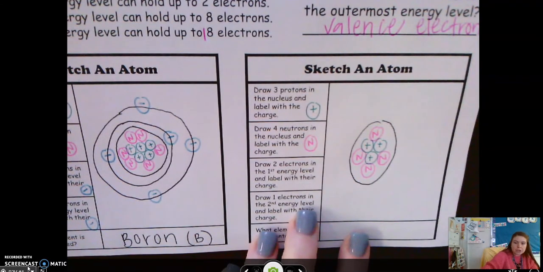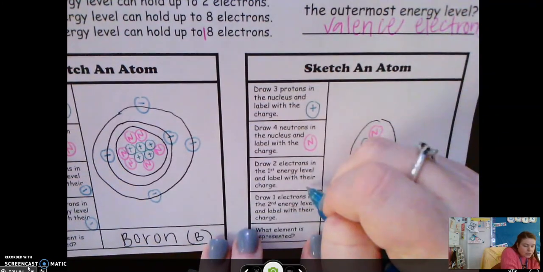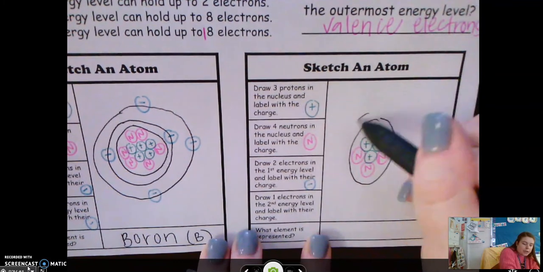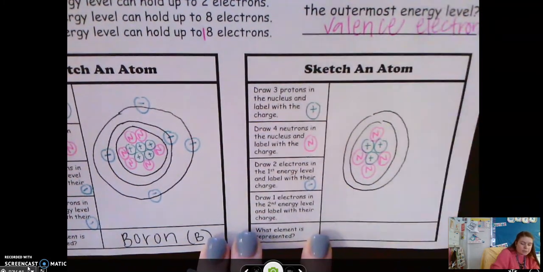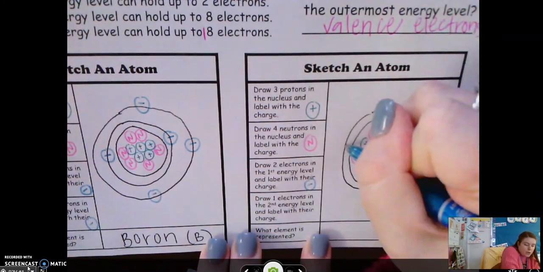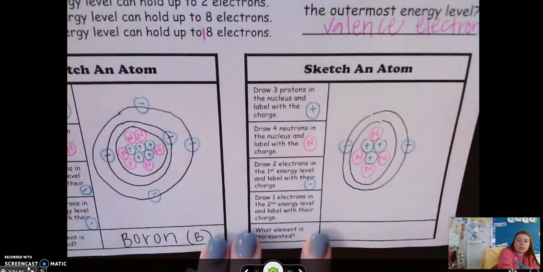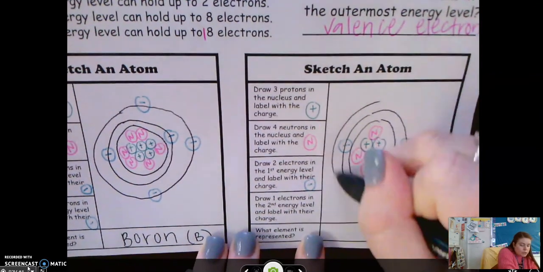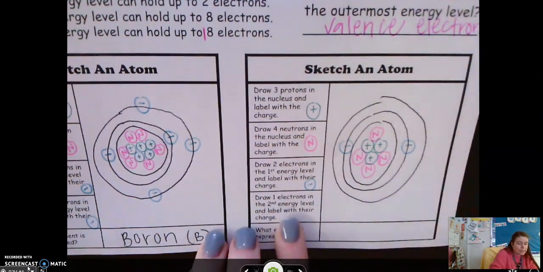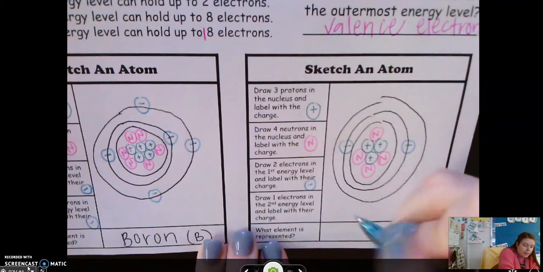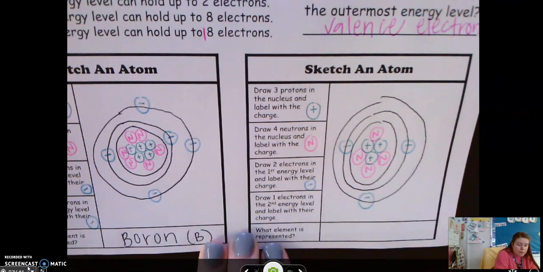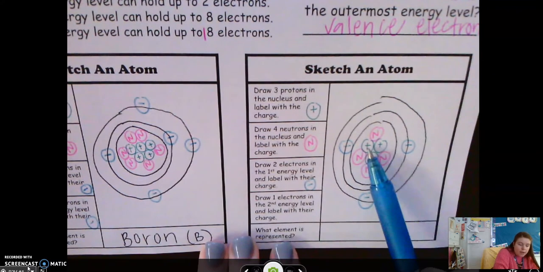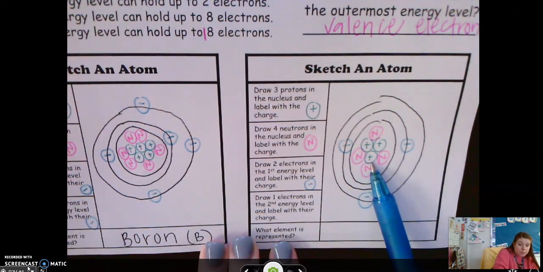And then it says draw 2 electrons in the first shell. So here's my negative charge. I'm drawing my electron shell around. And I've got 1, 2. So I know that this shell is full. And then it says draw 1 more shell and add 1 electron. So I'm going to add 1 electron here. So I can see I have 1, 2, 3 electrons, and I have 1, 2, 3 protons.